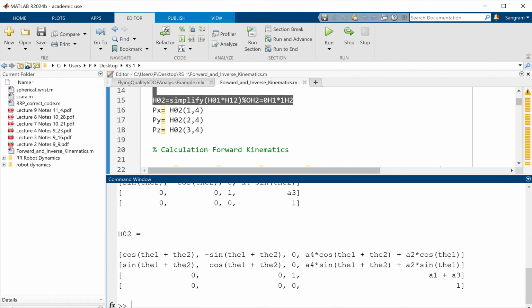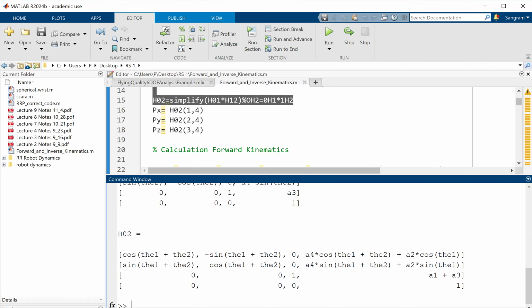This is your first revolute joint. This is your second revolute joint. Imagine the total orientation is theta 1 plus theta 2. So theta 2 and theta 1. Do you agree with me? That's what this tells me. The next part tells me the x end effector position, y end effector position, and z end effector position. Do you agree with me?